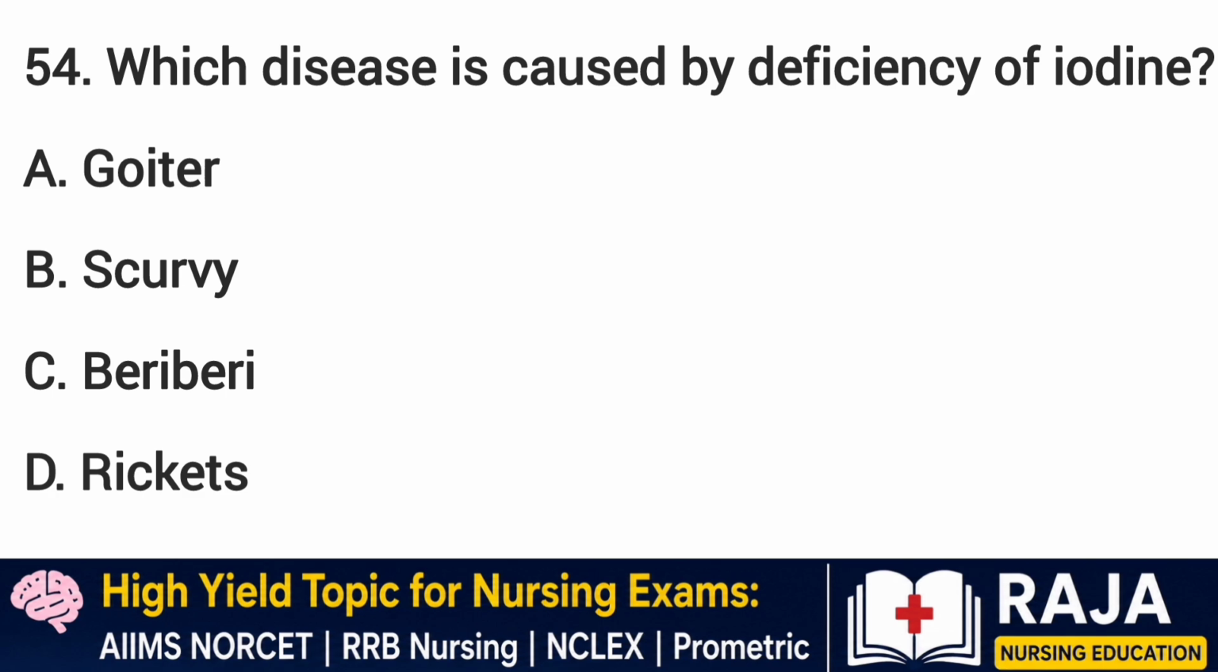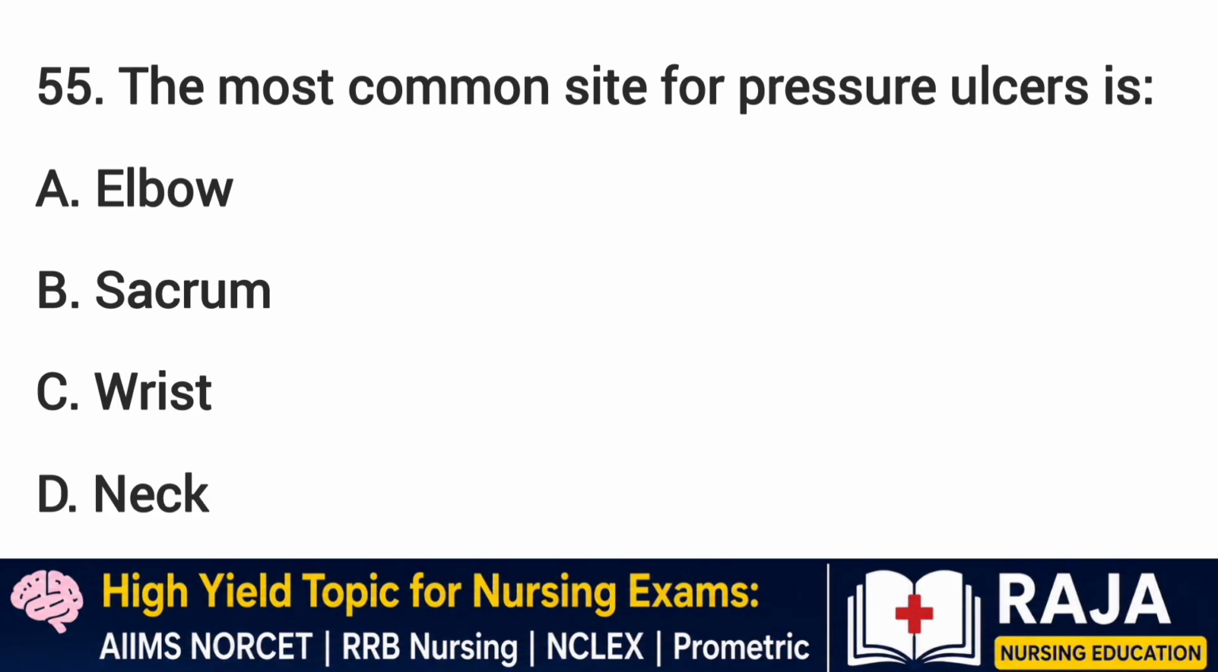Which disease is caused by deficiency of iodine? The answer is A. Goiter is caused due to iodine deficiency. The most common site for pressure ulcer is? The answer is B. Sacrum is the most common site for pressure ulcer.